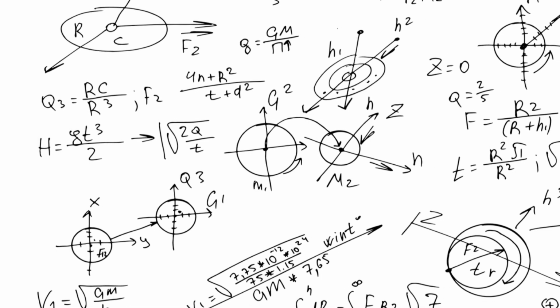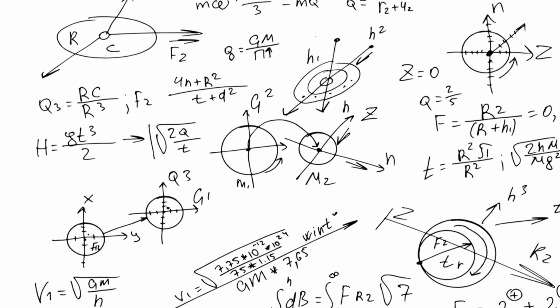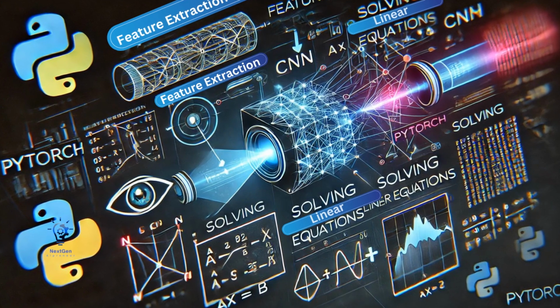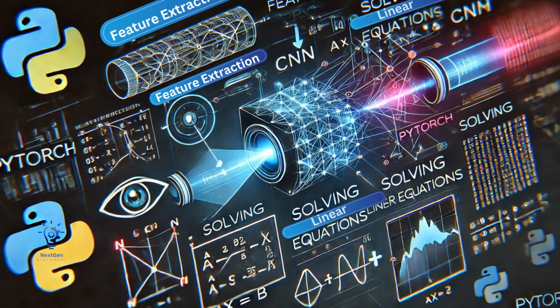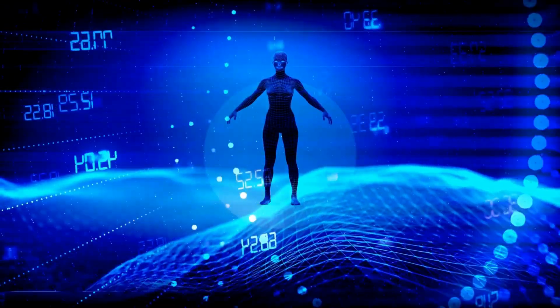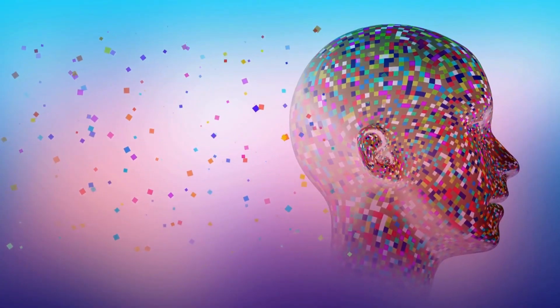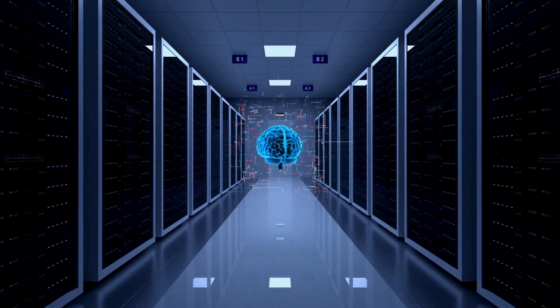PyTorch also transposes matrices, extracts diagonals, and calculates determinants. Essential for dimensionality reduction, feature extraction, and solving linear equations. Mastering matrix operations in PyTorch is crucial for deep learning models. These operations form the backbone of intelligent systems.